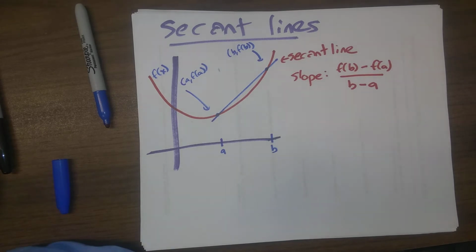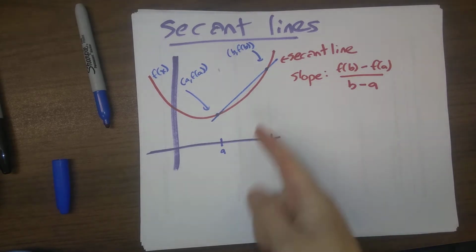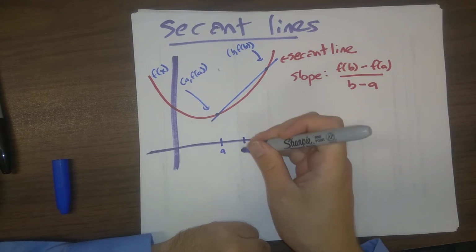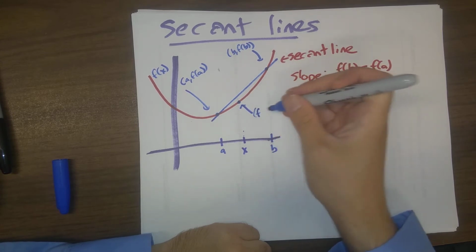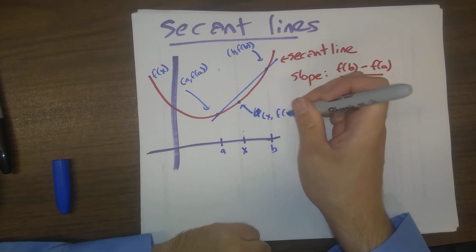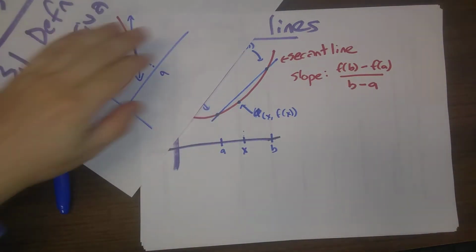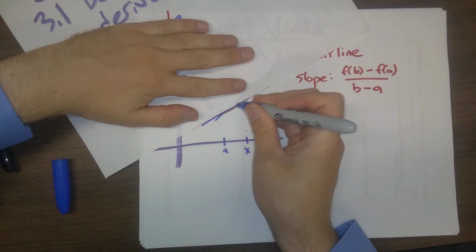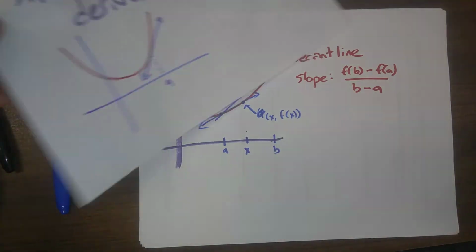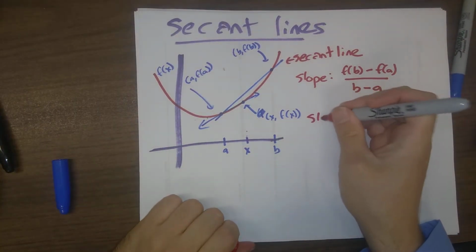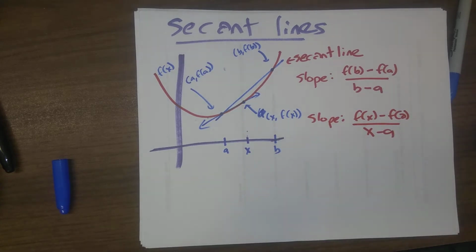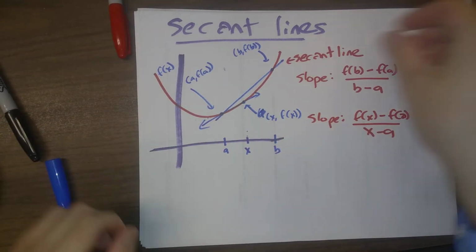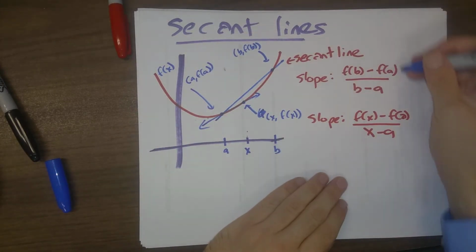So this is our slope of the secant line. Well, what happens if we change our point from this b to some other point? Now I'm going to think of this x as a point that can move. Right now, this point has coordinates x, f of x. Once again, we can draw a secant line between those two points, with the slope being f of x minus f of a over x minus a. This is called the difference quotient, a term that we want to use here.